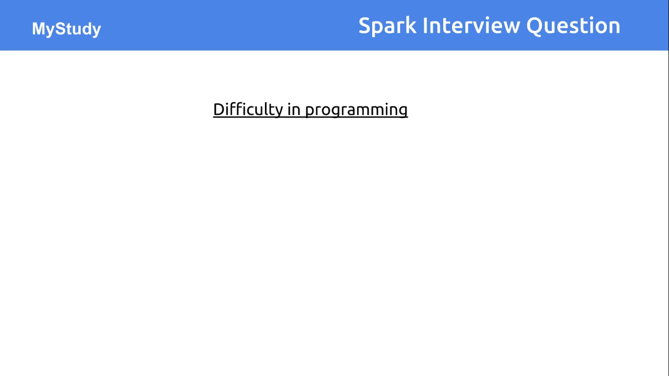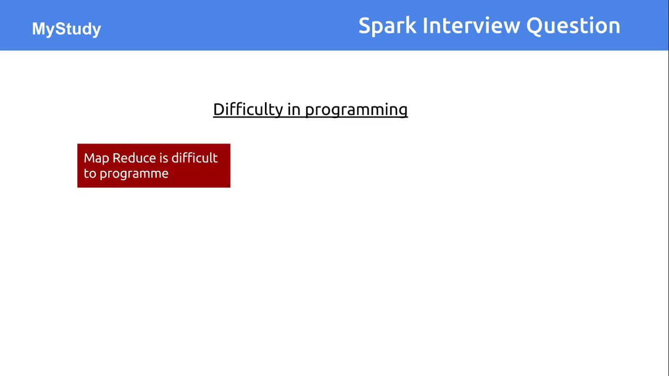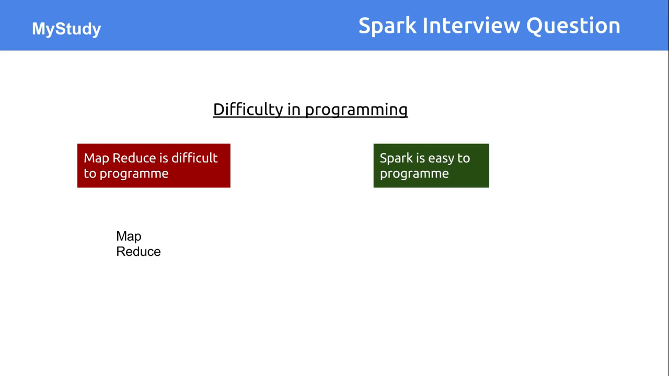So the first one is how difficult each programming paradigm is. If you see, MapReduce is very difficult to program. Whatever your problem statement is, whatever task you want to solve the Hadoop MapReduce way, you need to convert every task into a sequence of MapReduce tasks only, and that is always very difficult for the programmer. But Spark is very easy to program.